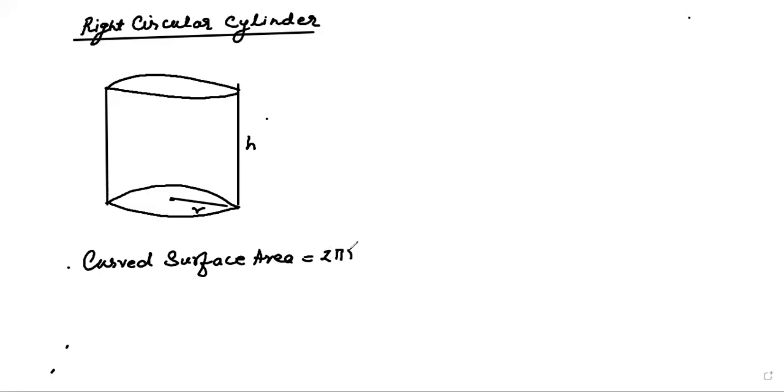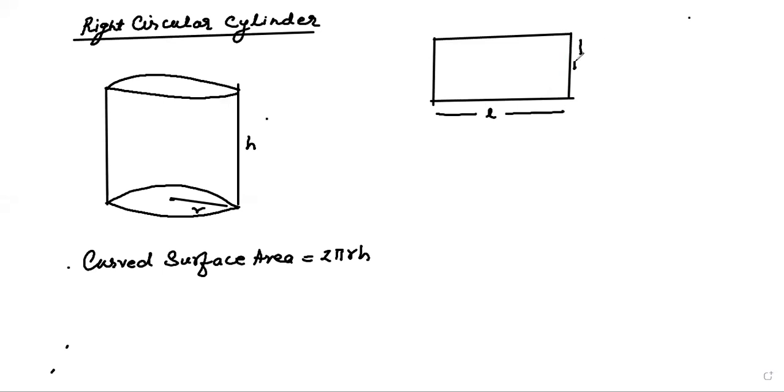Now let us try to understand how I got this formula. Just an idea, children. Suppose you have a rectangular piece of paper. This rectangular piece of paper has a length L and breadth B. So what is the area of the paper, children?